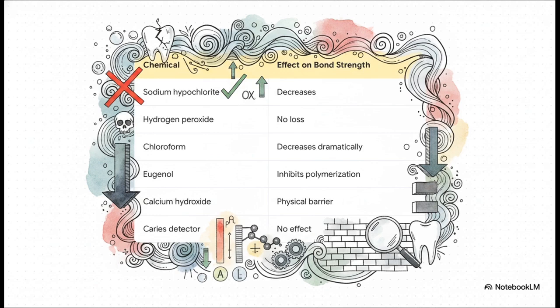Calcium hydroxide, it acts as a physical barrier. Plus, its alkaline pH literally neutralizes the acidity of your acid etch. And lastly, Carey's detector, absolutely zero effect on bond strength. Memorize these specific interactions. They are the exact tiny details examiners use to separate the truly prepared students from the ones who are just guessing.